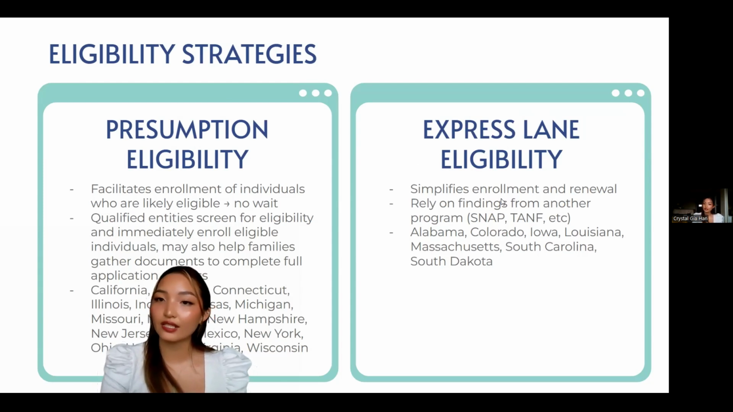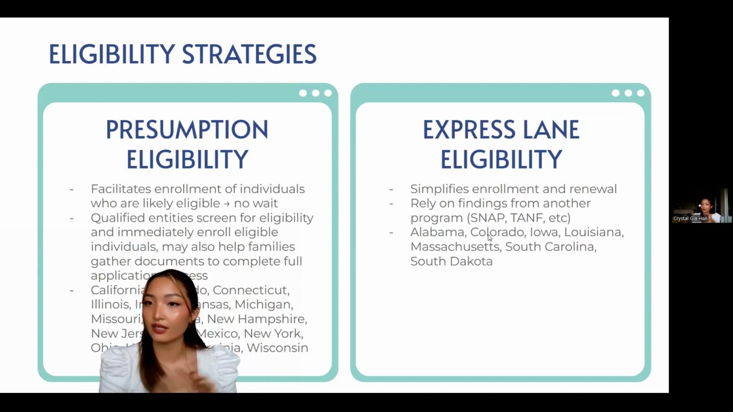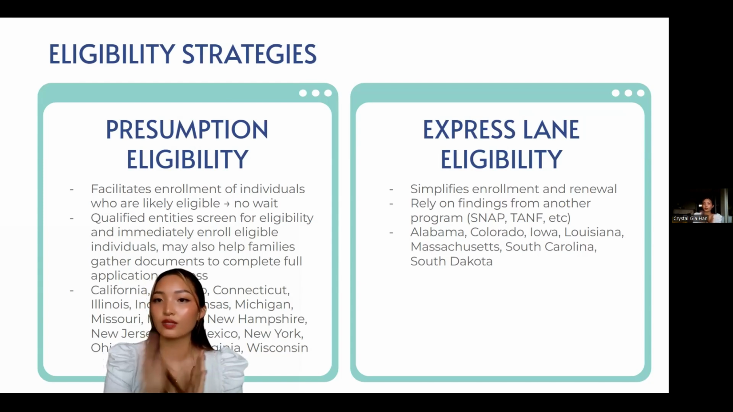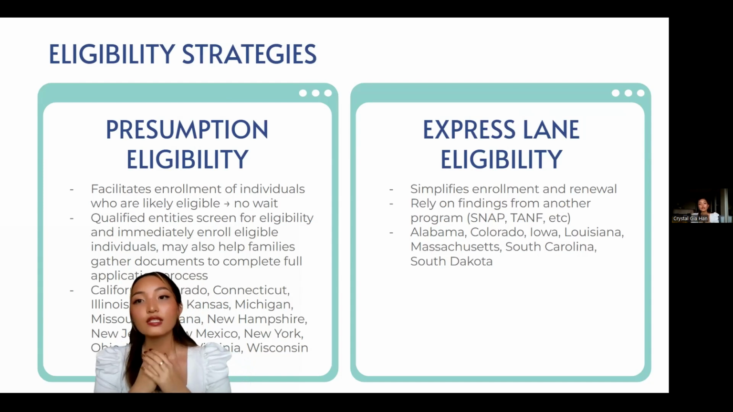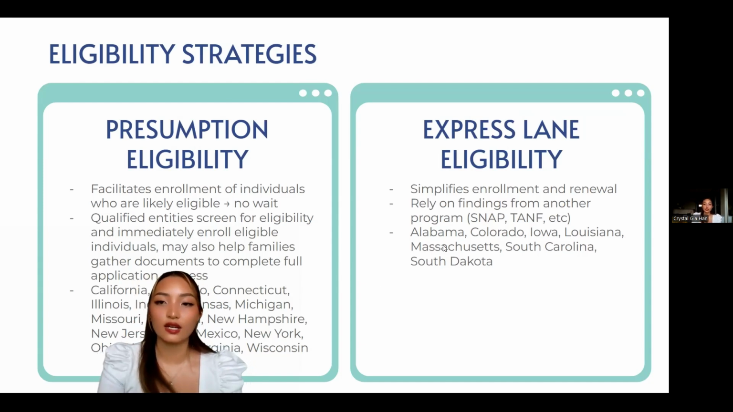And the second strategy that we have right here is the express lane eligibility strategy. Through this strategy, enrollment is simplified and renewal is also simplified for Medicaid because they are going to be relying on findings from other programs like SNAP, TANF, the school lunch program, or Women, Infants, and Children. There are other programs that can also be used for your enrollment and renewal. This strategy is only provided in Alabama, Colorado, Iowa, Louisiana, Massachusetts, South Carolina, and South Dakota.